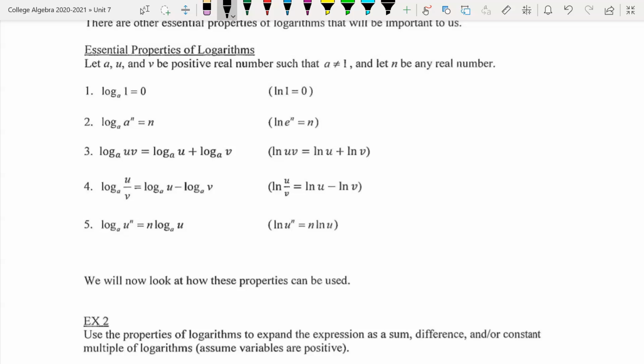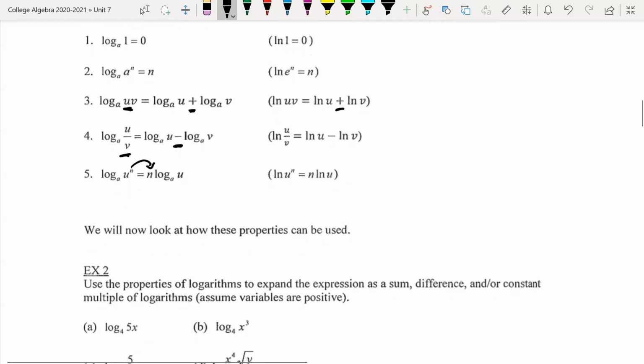Then we get into the essential properties of logs. So log base a of 1 equals 0. The natural log of 1 equals 0 as well. Log base a of a raised to the n power equals n. The natural log of e, the common base, to the n power equals n. If you are multiplying, you split it up with a plus sign. If you are dividing, you split it up with a minus sign. If there's an exponent, you can put it out front to rewrite the problem.